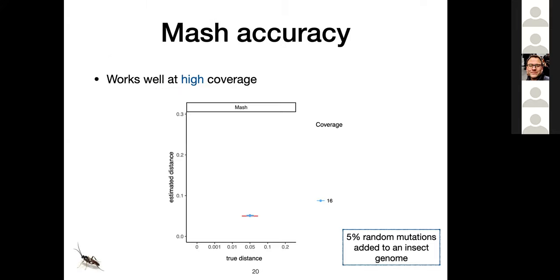The question is, how good is this distance? This calculation has a lot of assumptions built in, which I didn't mention, but let's just look empirically at how good it is. So we took some genome and we added mutations to it randomly at 5% across the genome. We did a genome skim with 16x coverage, and we just ran MASH and computed the distance from the Jaccard, and the accuracy was pretty good.